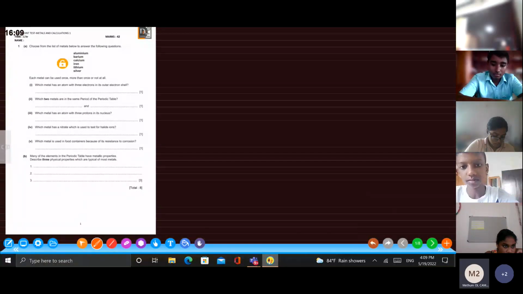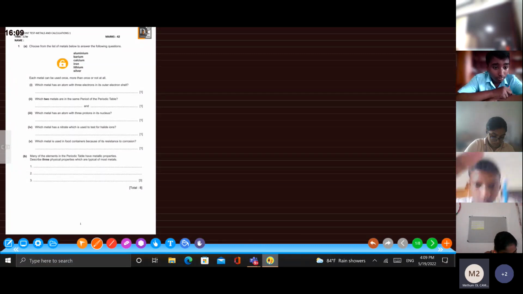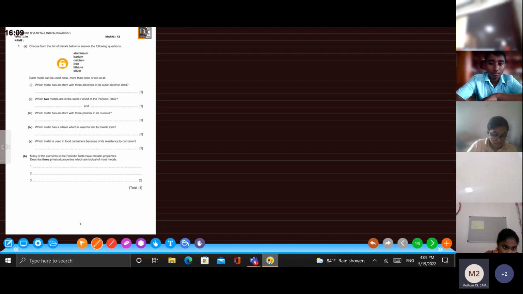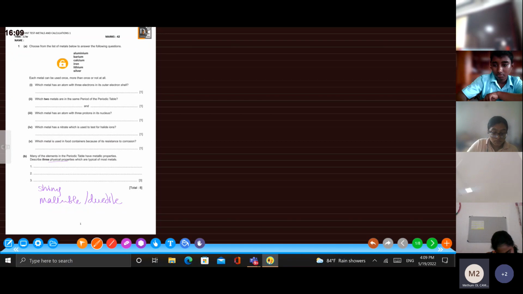Many of the elements in the periodic table have metallic properties. Describe three physical properties which are typical for most metals. Okay, physical properties. First of all, shiny. Very common. Then malleable. Ductile and malleable must be one thing. Okay, sonorous. Conducts electricity in solid form.